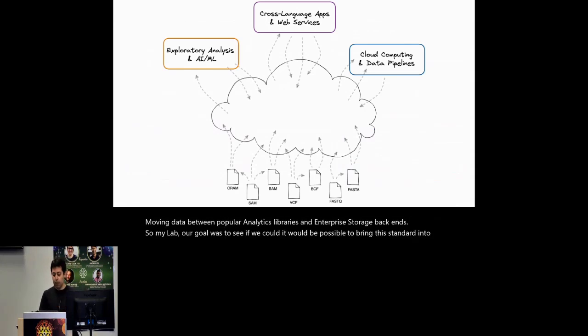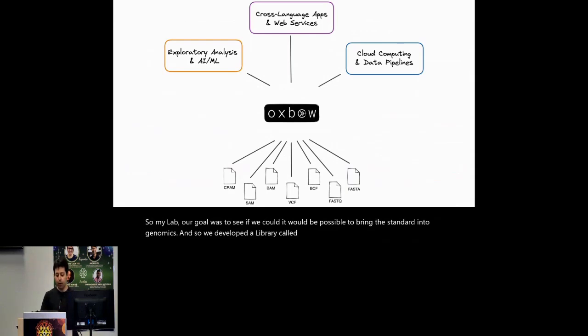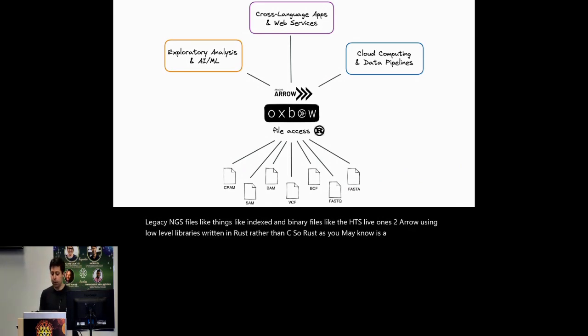And so we developed a library called Oxbow that can efficiently shuttle data from legacy NGS files, like indexed and binary files like the HTS-lib ones, to Arrow using low-level libraries written in Rust rather than in C. So Rust, as you may know, is a modern systems programming language that provides memory safety, performance, and much easier binding to high-level languages like Python and R.